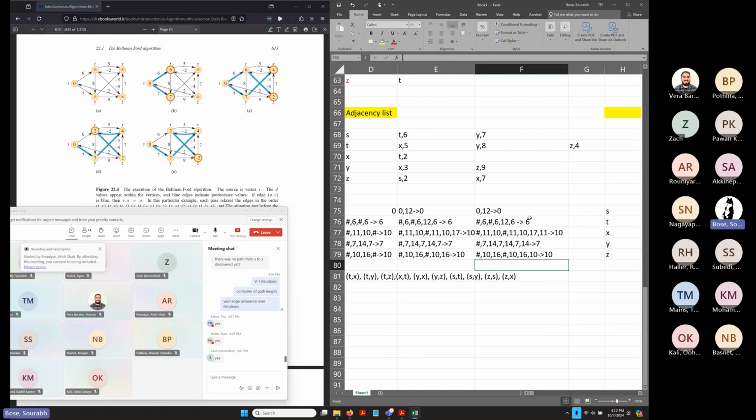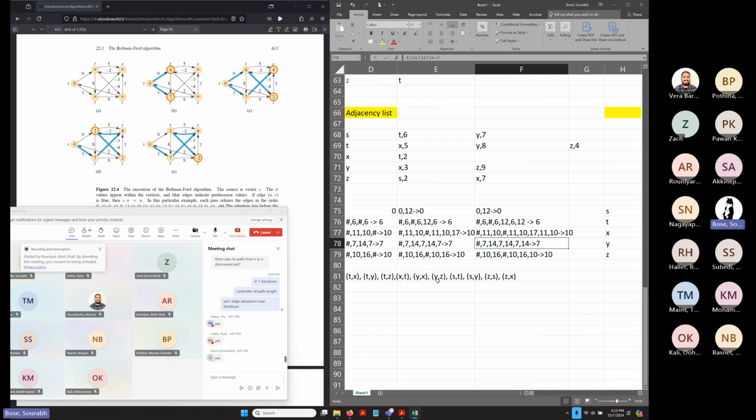Now is xt. So T is currently 6. We are offering Sx plus xt. Sx is S2x, currently 10, plus xt is currently 2. So we are offering 12. It remains 6. Then we have yx. Yx is going to update x. Currently x is 10. S2y is currently 7, 7 plus yx is 3. So that's 10, remains 10.